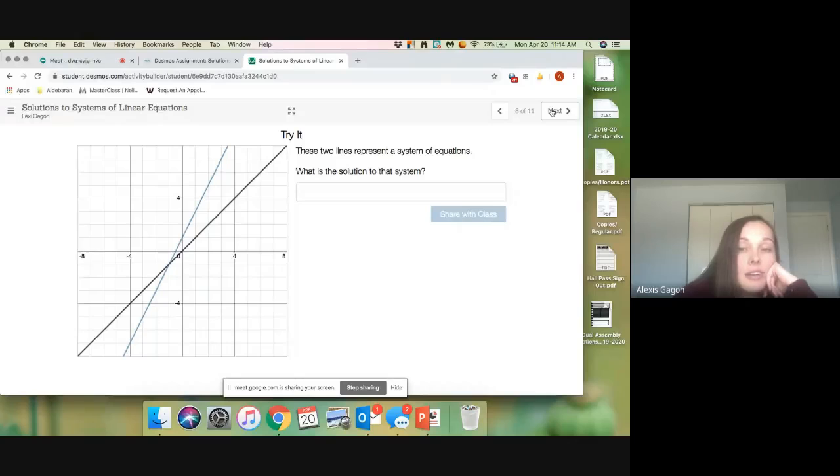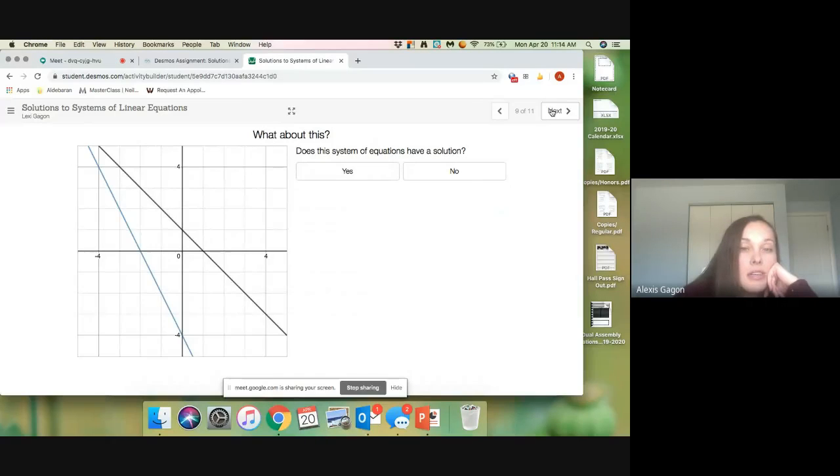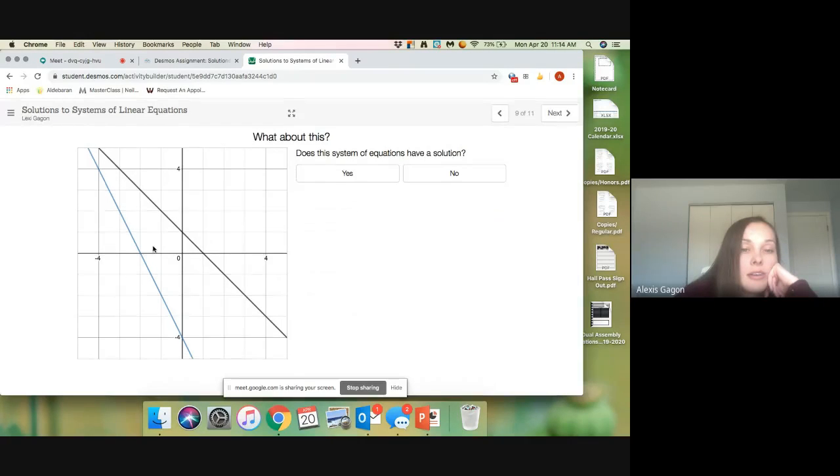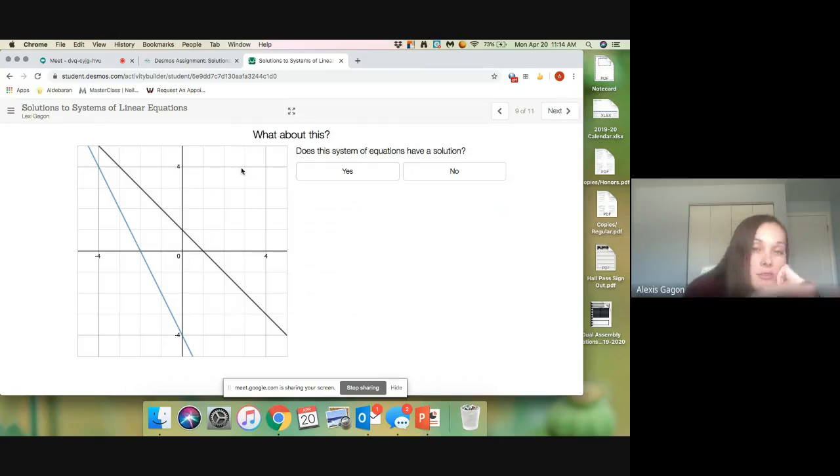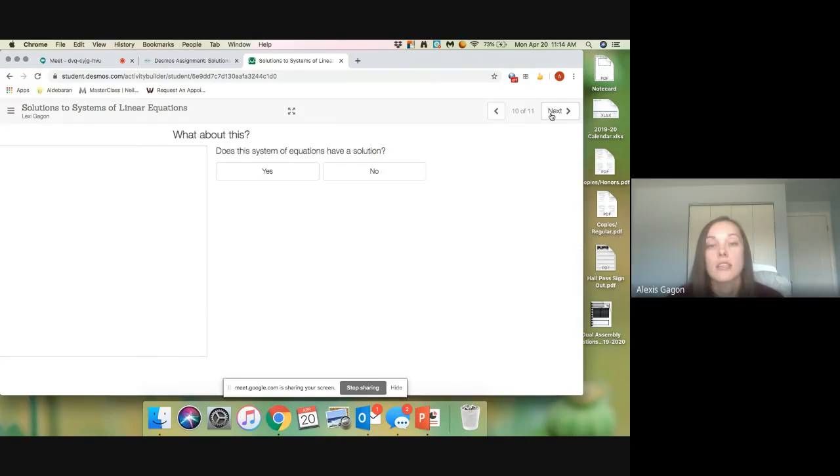If you get stuck on any of these, you can ask me. I think they're pretty straightforward. Like this one, for example, so this is number 9. It's asking if this has a solution. Well, notice that their slopes are different. So that means even though we can't see their intersection point, they're going to eventually intersect. So they do have a solution there. Okay, and then just keep going.